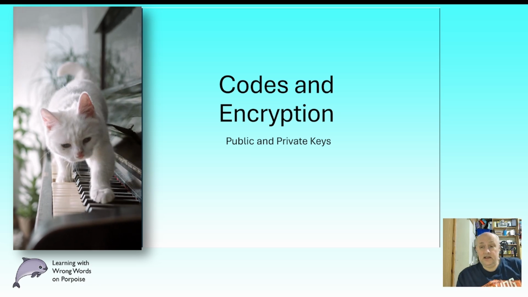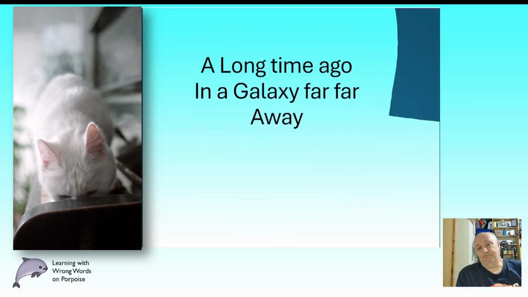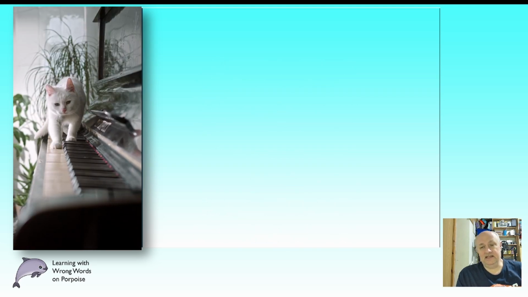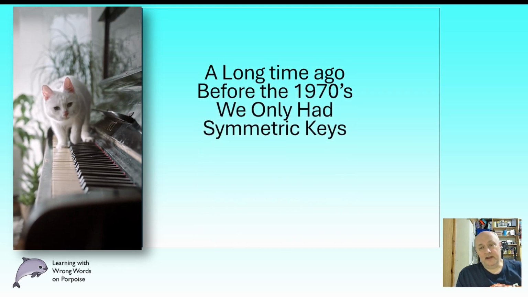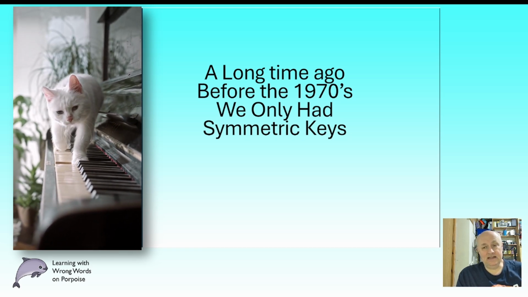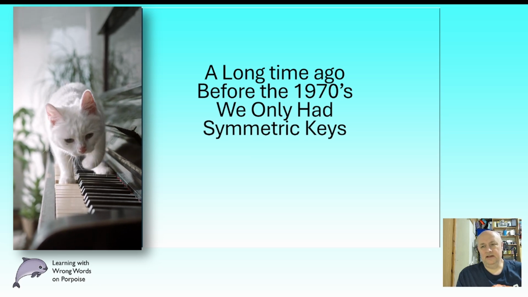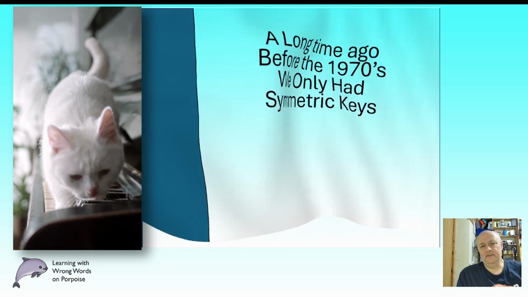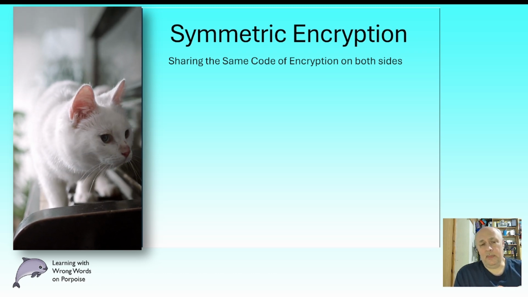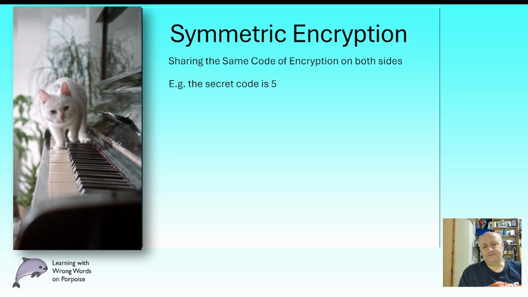Right, so, codes and encryption, public and private keys. So, a long time ago, before the 1970s, we only had symmetric keys. What's a symmetric key? Well, a symmetric key is the key used the same on both sides of encryption. So it's the same key on both sides.